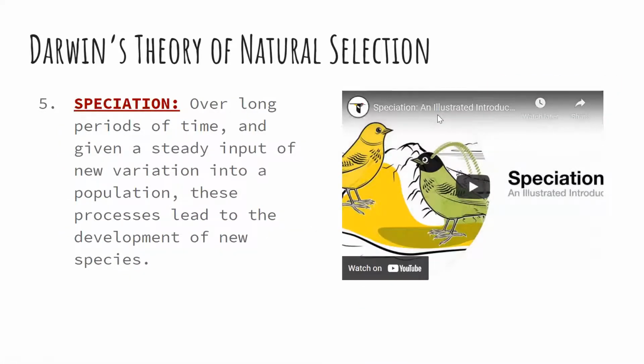Lastly, Darwin's theory of natural selection said that there must be speciation. In order for us to evolve over long periods of time, there must be speciation. Speciation is that over long periods of time and given a steady input of new variation into a population, these processes lead to the development of new species. So over time, with more mutations, with more introductions of different species to a species, and mating and sexual reproduction, a species can become a whole new species.